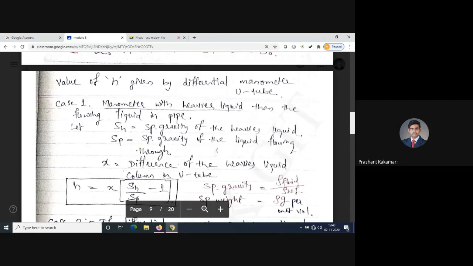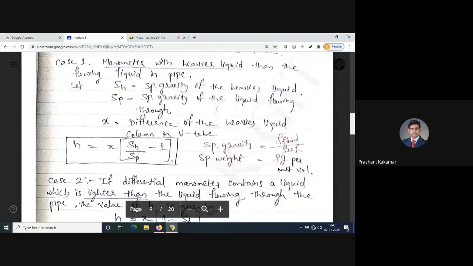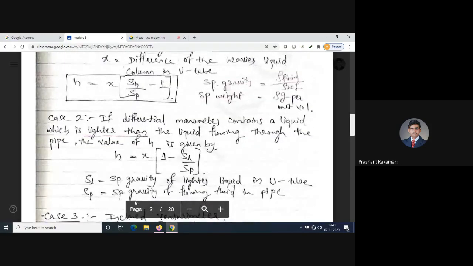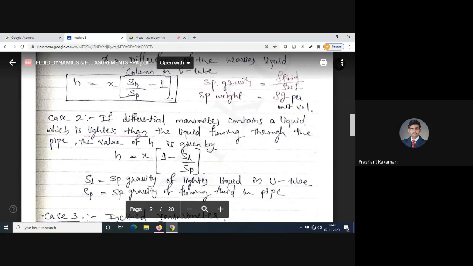So if the liquid in the manometer is lighter and the liquid flowing in the pipe is heavier, in such a case we just reverse the equation. For that, we have represented the specific gravity of the lighter liquid as SL in the U-tube, and the specific gravity of the flowing fluid in the pipe we have considered as SP, same as above.